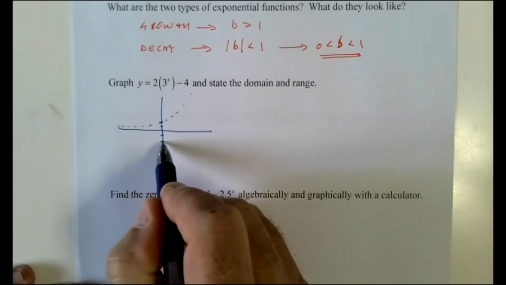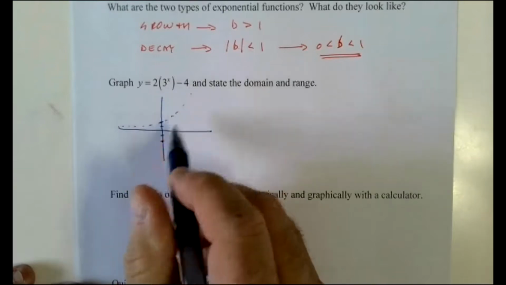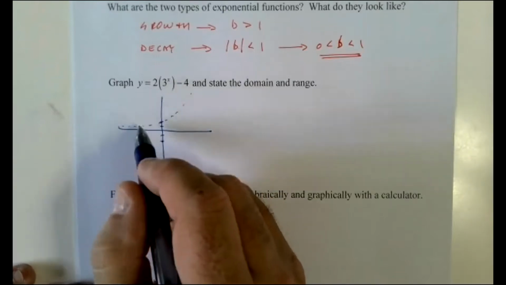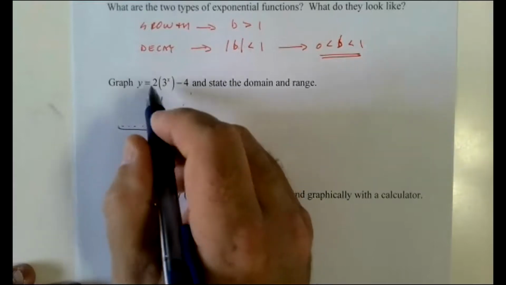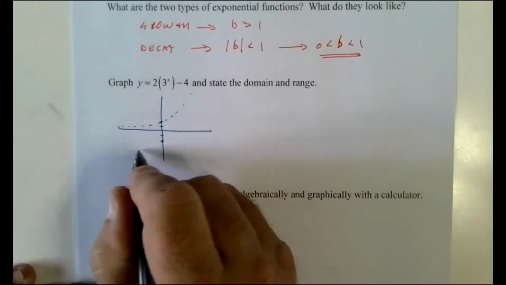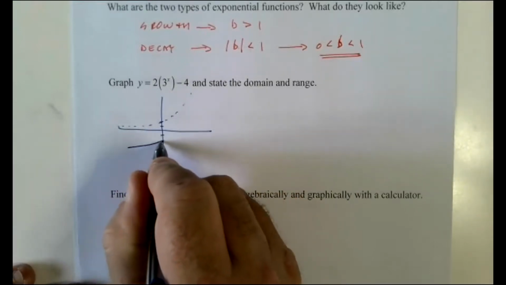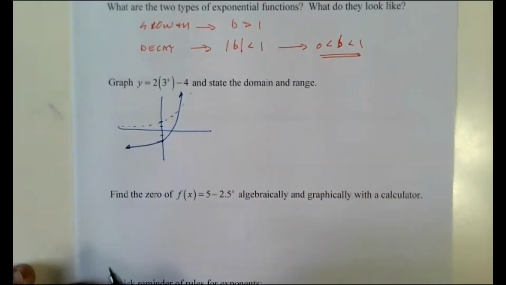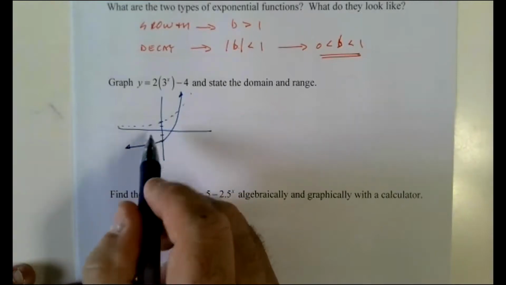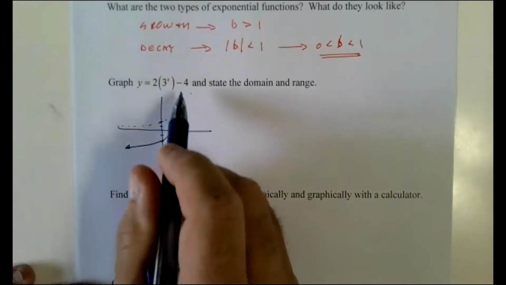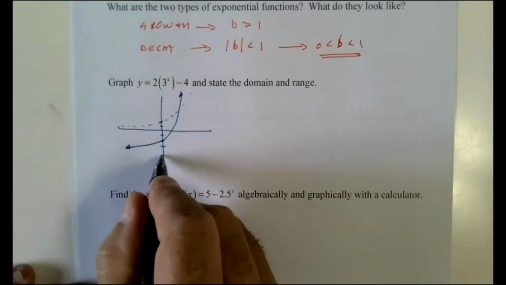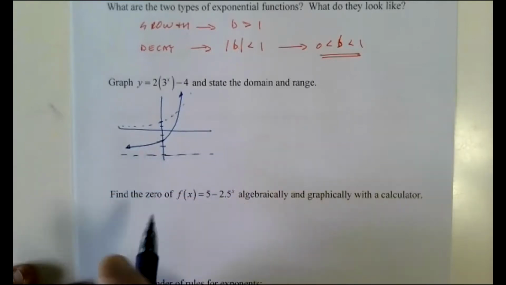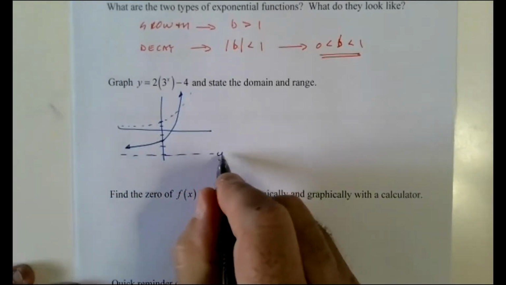So 1, 2, 3, 4, it's going to hit here. I haven't put any negatives or anything. Yeah, then it's just going to be pretty steep because of the 2 out front, or the 3 here. But it doesn't really matter. It's just going to do something like that. There is an asymptote down here. Normally the asymptote is at 0. When you put minus 4, it drops down to y equals negative 4.